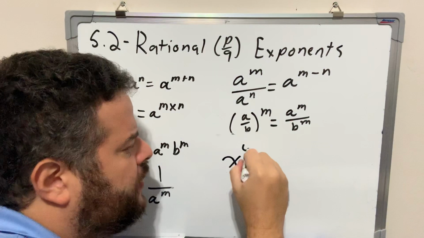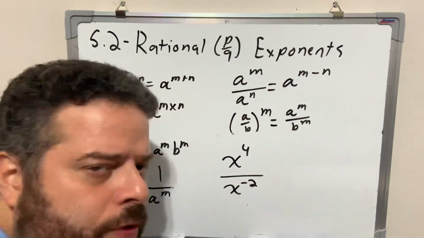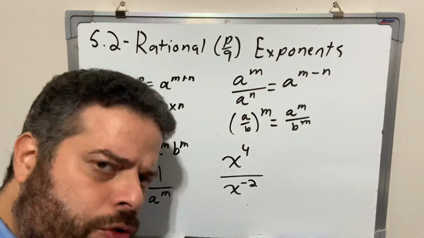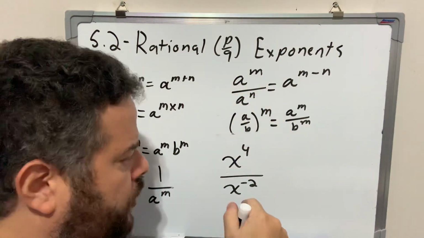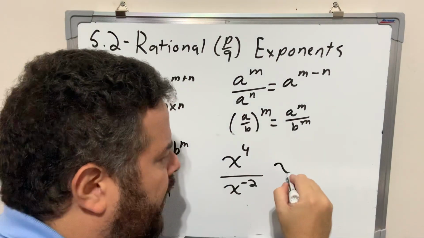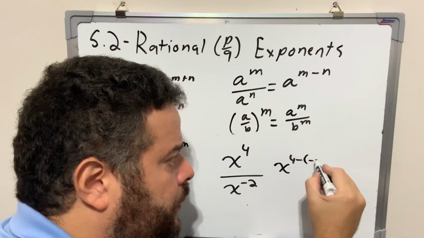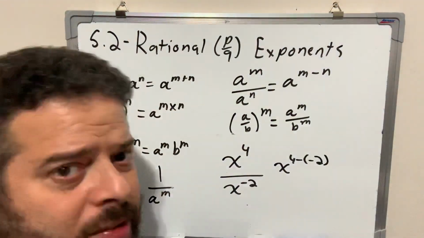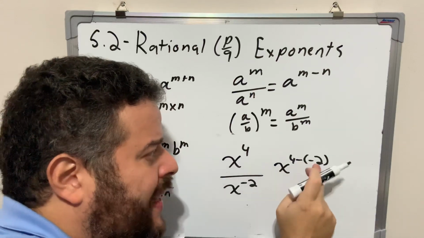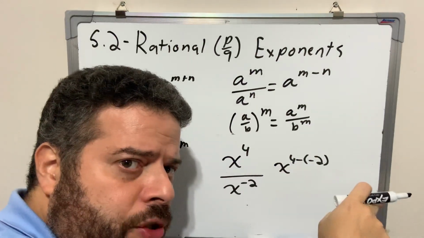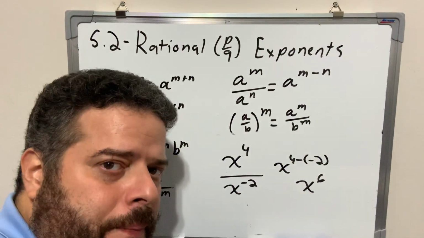Let's say I have x to the 4, and under here I have x to the negative 2. Let's use two rules. First, let's use the rule of the quotient of powers. So I'm going to have x to the 4 minus the exponent of my denominator, which is negative 2. And what is minus negative 2? It turns positive. And I'm left with x to the 6th power.